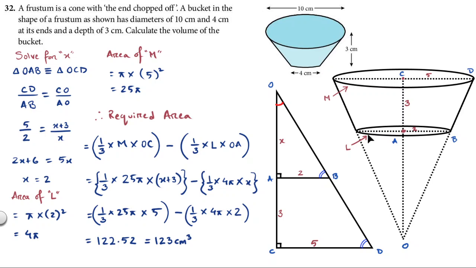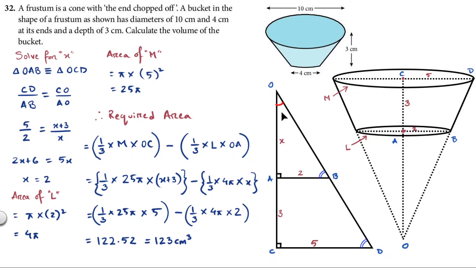Now area of L. I'm calling the area of the bottom of the frustum as L. So area of L is pi r square. We know the radius for the base is 2, so it's simply 4 pi. And area of M, which is the top of the cone, sorry, top of the frustum, you can say, it is pi r square, so radius is 5, that's why it's 25 pi. Now the required volume.